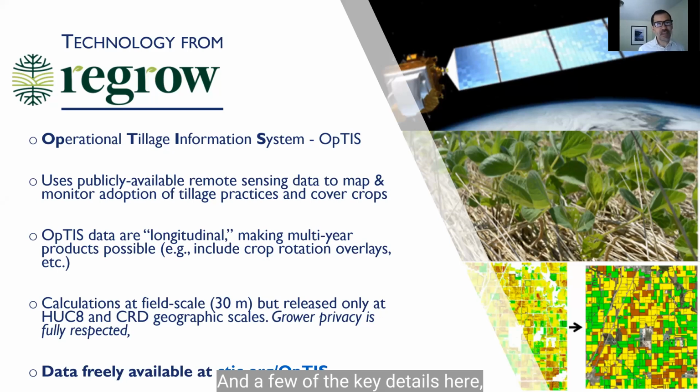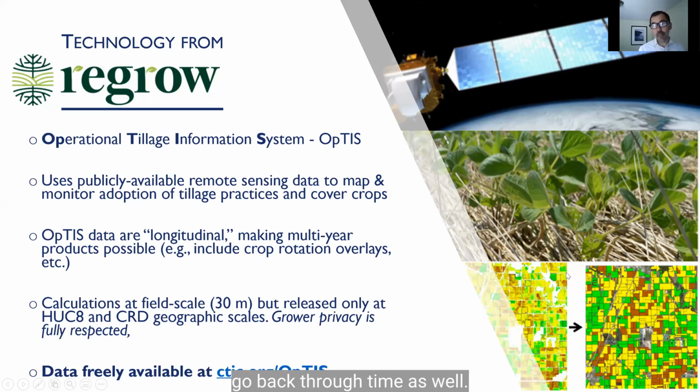And a few of the key details here, I think it's important to note that the system uses publicly available remote sensing data, and that the raw residue cover and cover crop estimates that we produce with OpTIS are done at the subfield scale, but the algorithms are applied across large regions, and we've expanded beyond the Corn Belt, as we'll discuss today, and we're working to expand across the US.